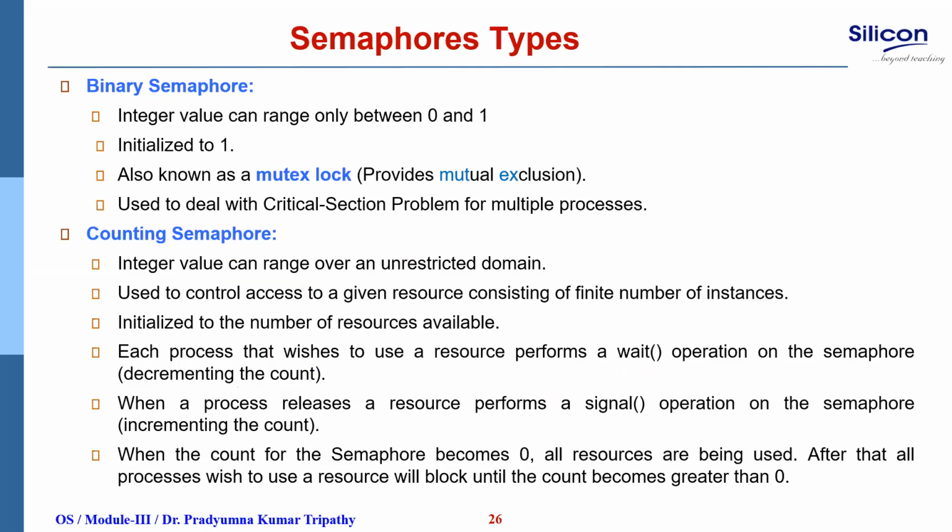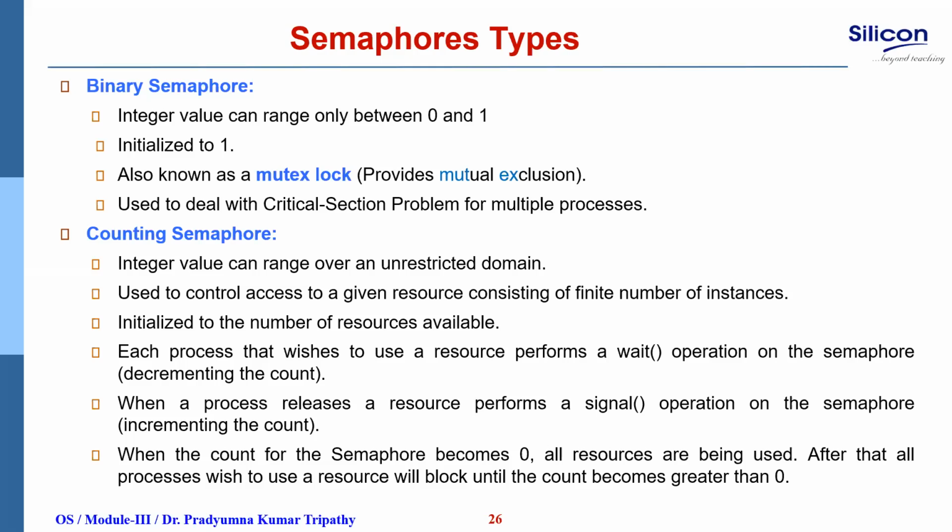We have discussed that there are two different types of semaphore: binary semaphore and counting semaphore. Binary semaphore has two values, 0 and 1. These are called mutex. It is initialized to 1. But counting semaphore has a value with a range over an unrestricted domain. It can be 1, 2, 5, 10, 20 like that. You can have any integer value. So it is not a binary value of 0 or 1.